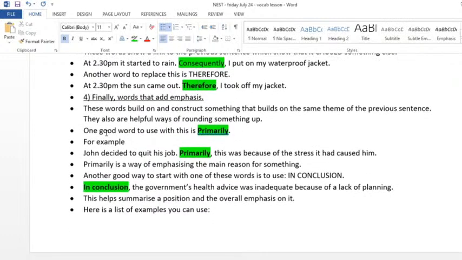Point number four. Finally, words that add emphasis. So these words build on and construct something that builds on the same theme of the previous sentence. They're helpful ways of rounding something up. A good word to use with this is primarily.